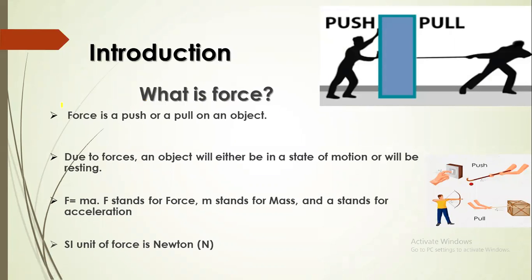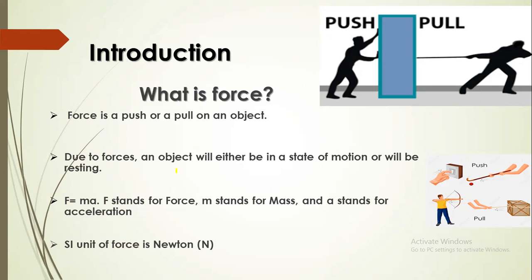What is force? There is a very simple definition of force. Force is a push or pull on an object. Due to force, an object will either be in a state of motion or will be resting. Imagine that you are riding a bicycle. If you apply brakes on the bicycle, what will happen? The bicycle will come to rest. Because of what? Because of the force applied on that bicycle. If anybody pushes any object, it will come in motion.